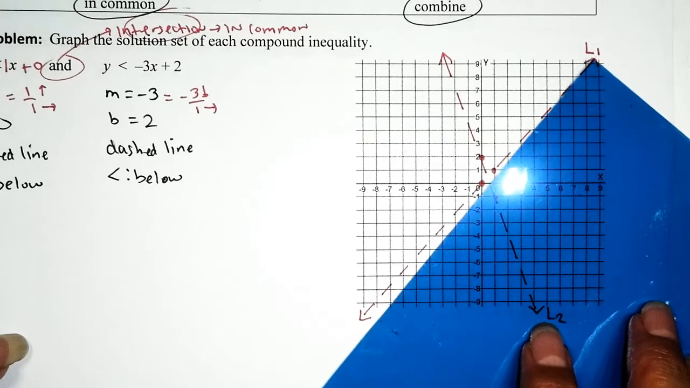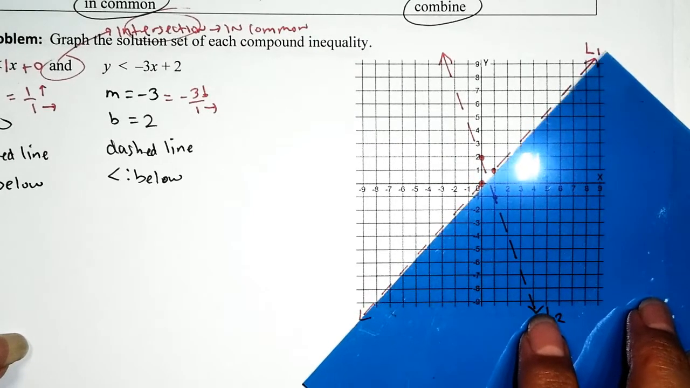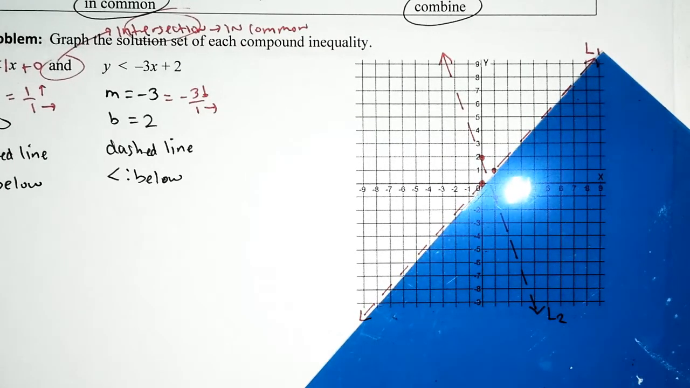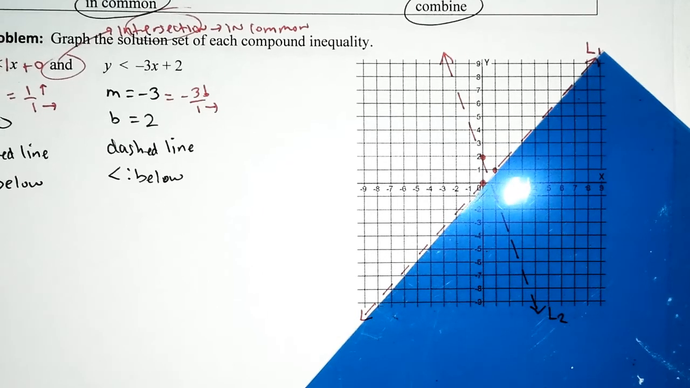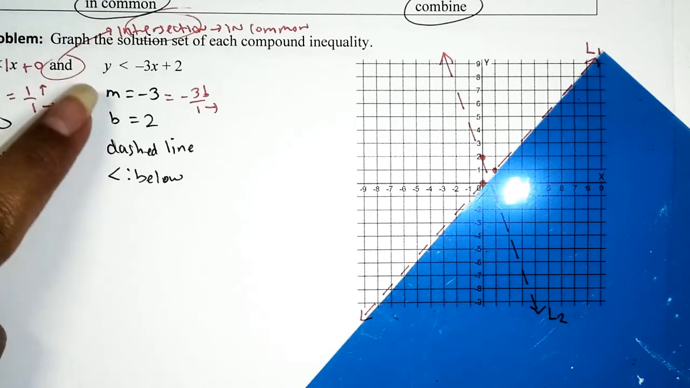Yeah, I'm out of bounds, but it's okay. I'm not gonna cut it because I need it for another problem. Okay, so we have graphed the solution of the first inequality. Now what is the solution of the second inequality?